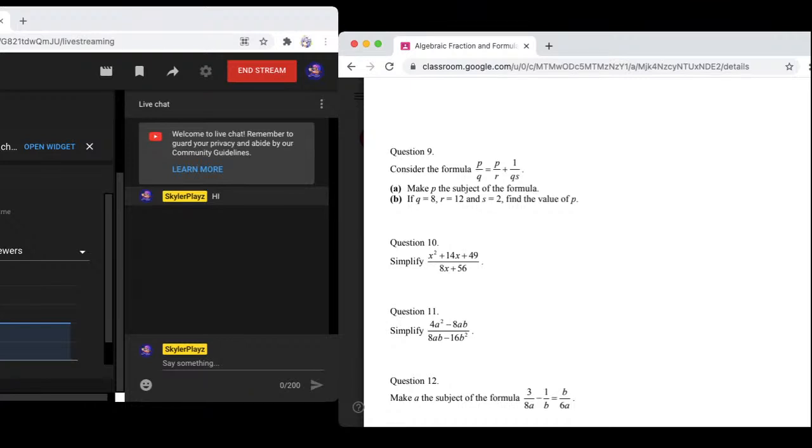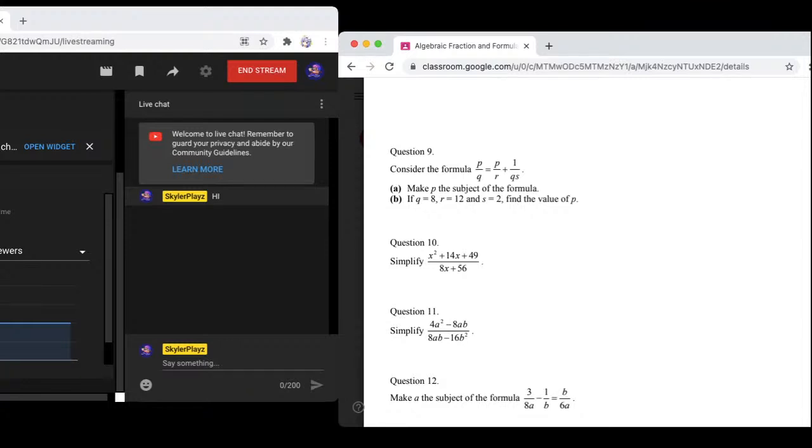I transfer P divided by Q minus P over R is equal to 1 over QS. And then we factor out the P, and then 1 over Q minus 1 over R is equal to 1 divided by QS. Is that okay?